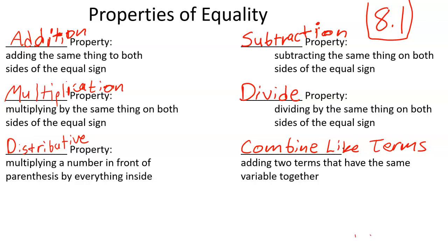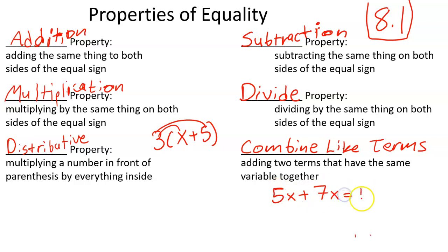Distributive property, you multiply the number in front of the parentheses by everything. So if you have a 3 with an x plus 5 right here, you distribute that out. And then last but not least, combine like terms. We've done that before. That's 5x plus 7x equals 12x. All right, so we've seen some of that stuff before.